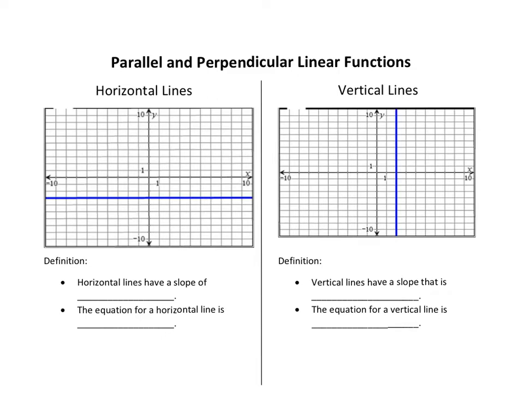Okay, so we're still working with parallel and perpendicular linear functions. And today I want to focus a little bit on the horizontal lines and the vertical lines. So the horizontal lines, let's start with them. They're the ones that cross through the y-axis, okay? And they have a slope of 0. So the slope is 0 for horizontal lines.